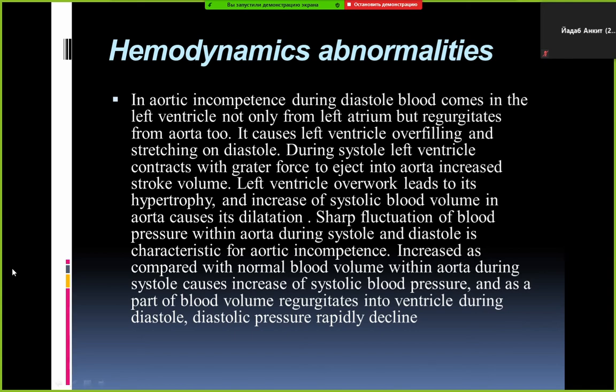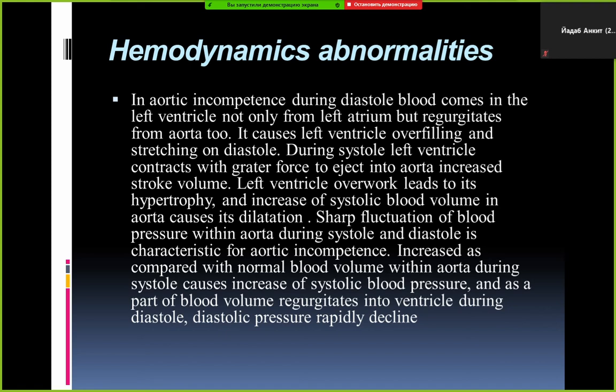So it causes left ventricle overfilling and stretching in diastole. During systole, the left ventricle contracts with greater force to eject into the aorta an increased stroke volume. Left ventricle overwork leads to hypertrophy, and the increase of systolic blood volume in the aorta causes its dilatation. Sharp fluctuation of blood pressure within the aorta during systole and diastole is characteristic of aortic incompetence.